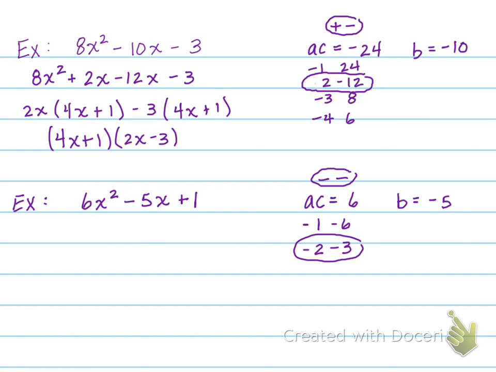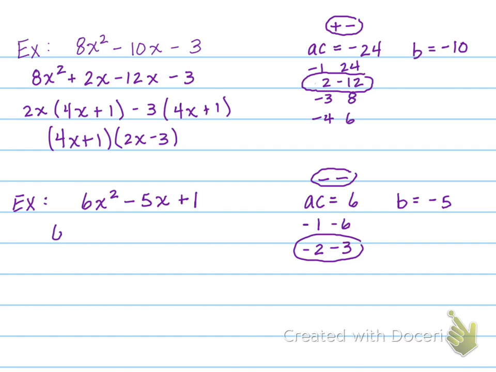And you can see, sometimes if you did a positive and a negative, you could get -5, right? But it wouldn't work because -6 times +1 is a -6, not a +6. So sometimes it's tempting to change the signs to make B work, but then you have to double check that you haven't messed up the sign of your AC, of your product.